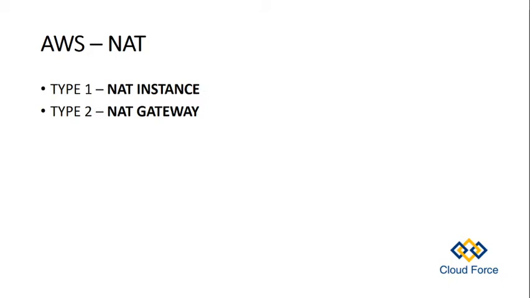As you may be aware, there are two types of NAT options available in AWS. One is the NAT instance type, another one is the NAT gateway type. So basically, NAT instance is a much older method, and the NAT gateway is the newest method available in AWS. So let's compare these options and understand the differences.